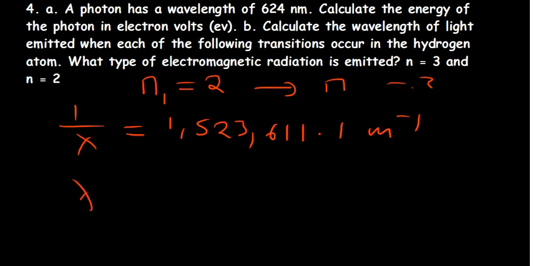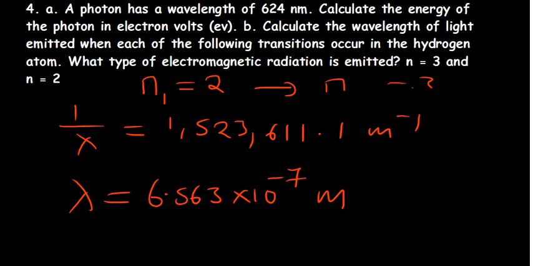So we can make wavelength the subject. Since it's in terms of the reciprocal, we can just divide 1 by whatever we have. After dividing, the answer I'm getting, in scientific notation, is 6.563 times 10 to the power negative 7 meters. Because we used our constant in meters, the wavelength is also in meters.